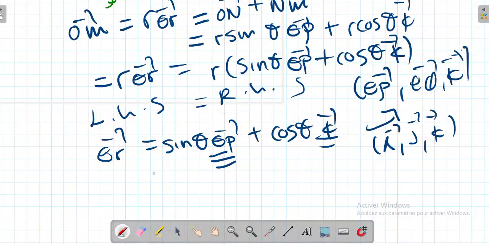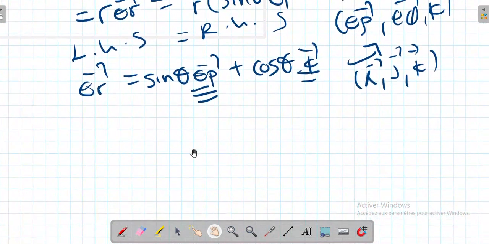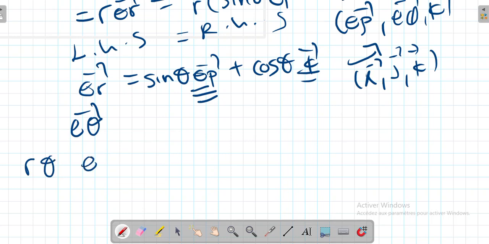Find an expression of ER as a basis of E rho, K, it's very easy to find in the bases E, G, and K. So here's what we're going to do. Before I do that, let me find an expression of E theta, because I said that R is associated with theta. Therefore, ER is perpendicular to E theta.